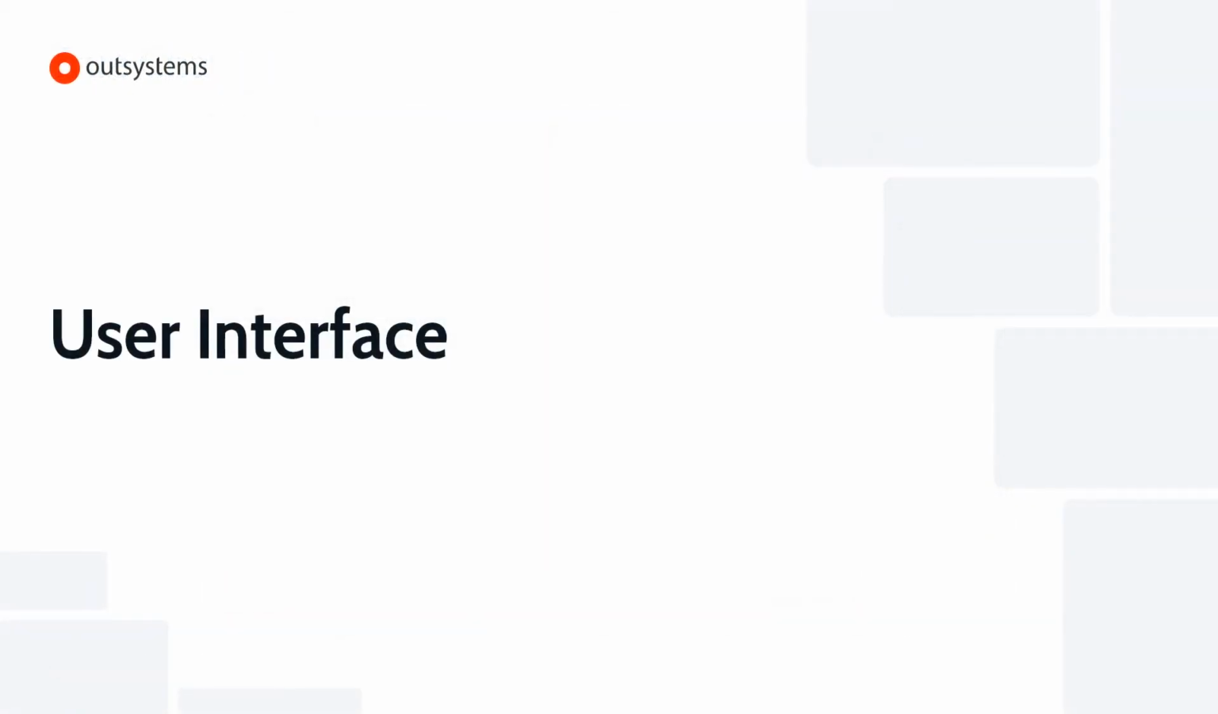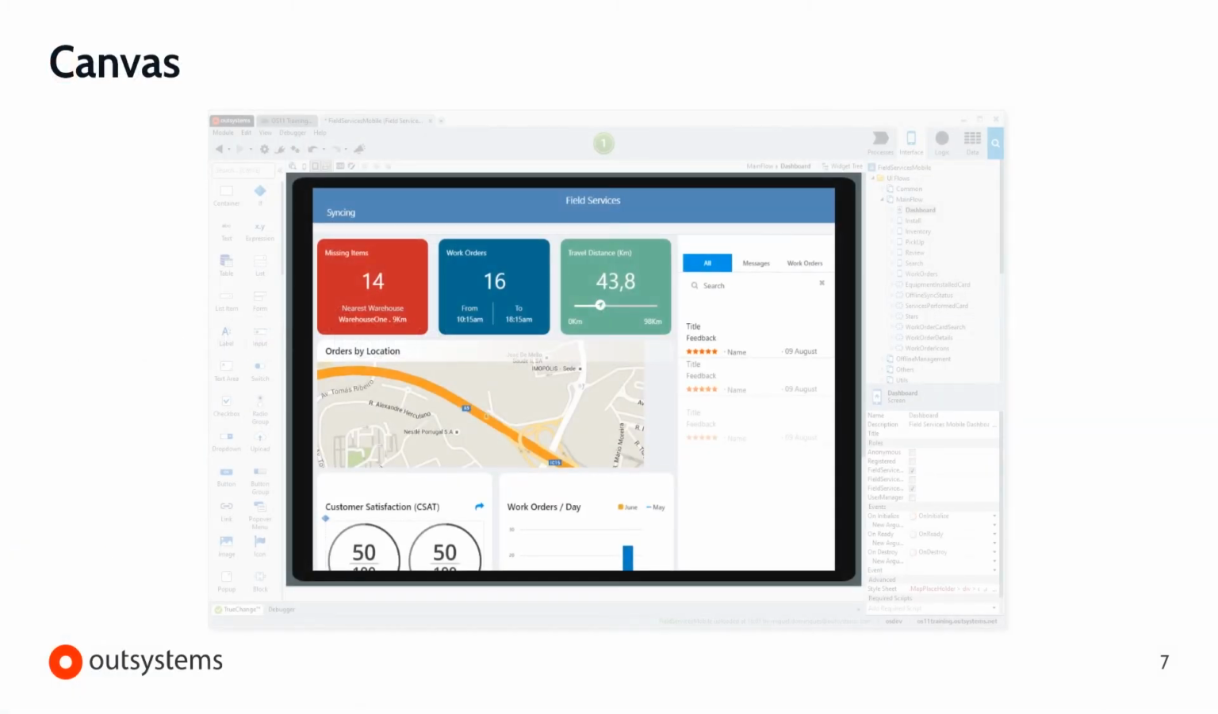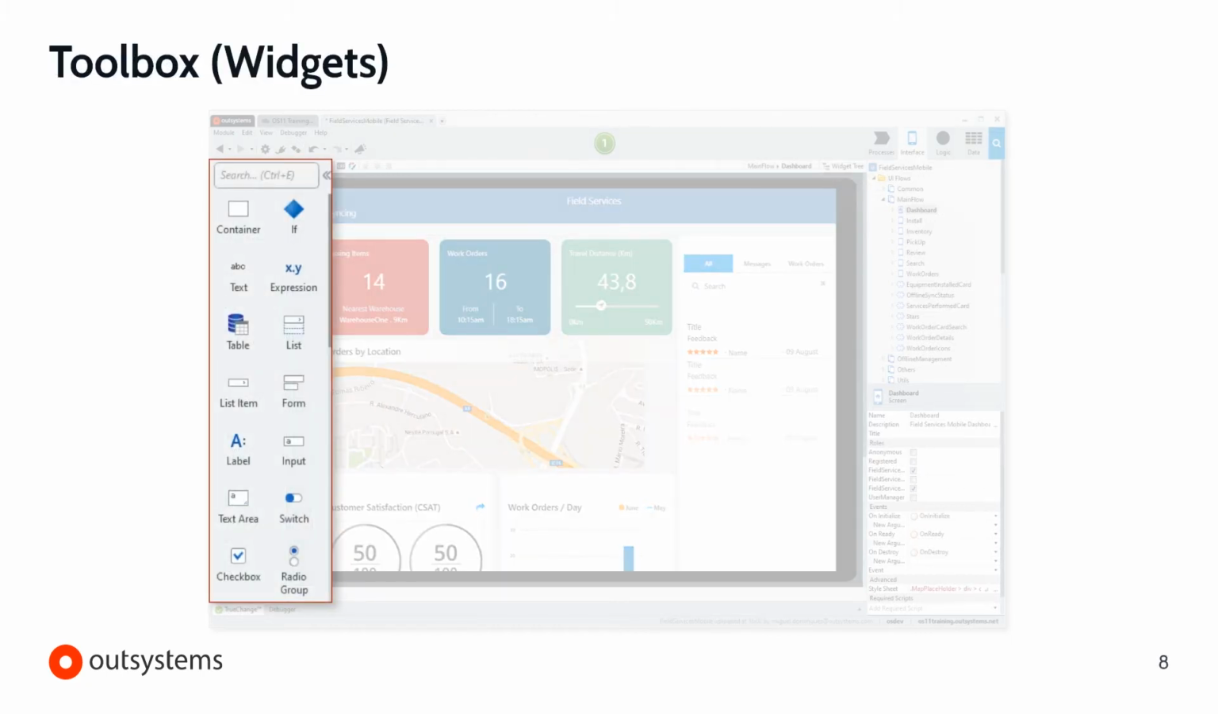Let's now see how different the canvas is when a UI element is opened, such as a screen. At the center of the canvas, we can see a live preview of the screen. To the left, there's the toolbox. Since this is a UI element, the toolbox has widgets, which are the building blocks of a screen.